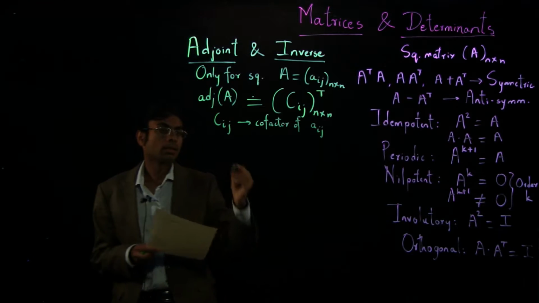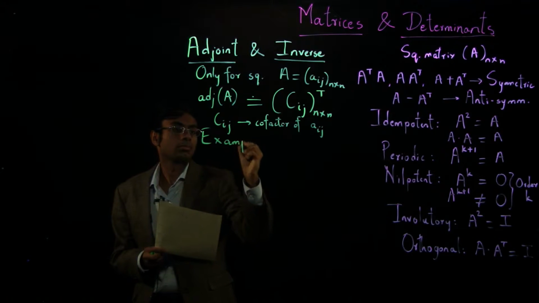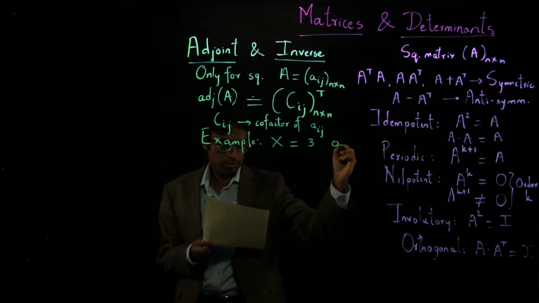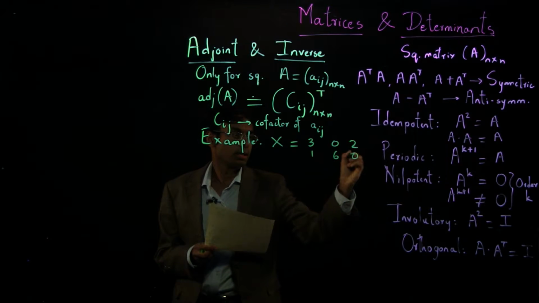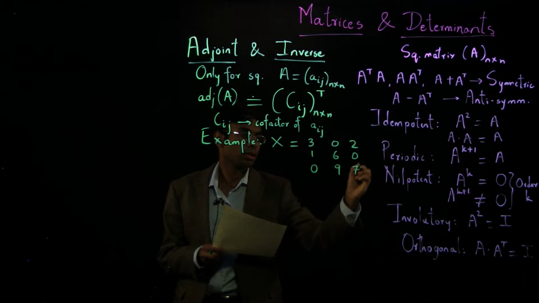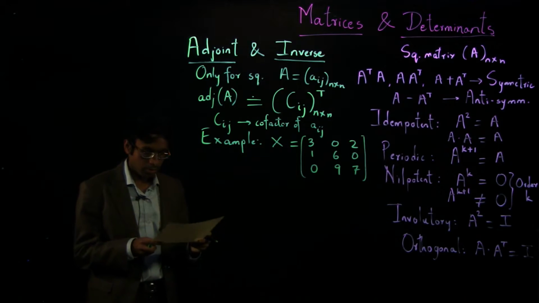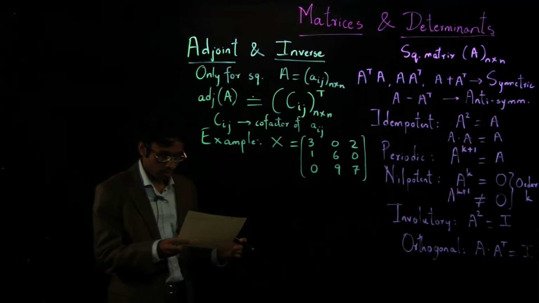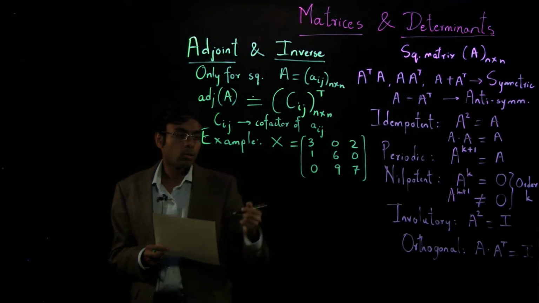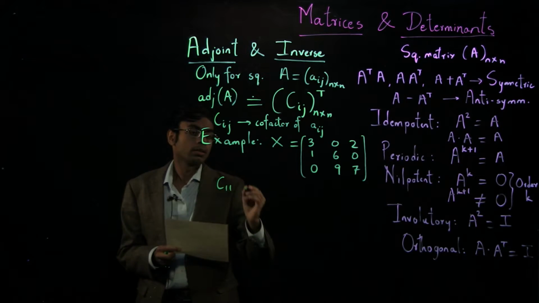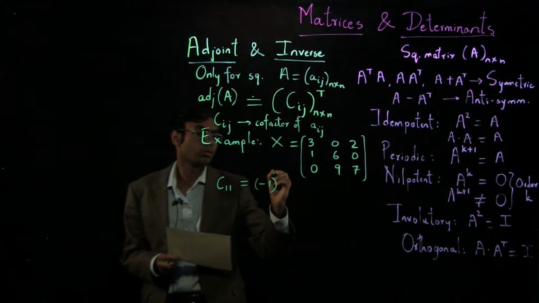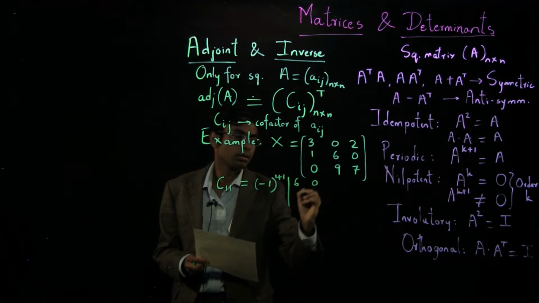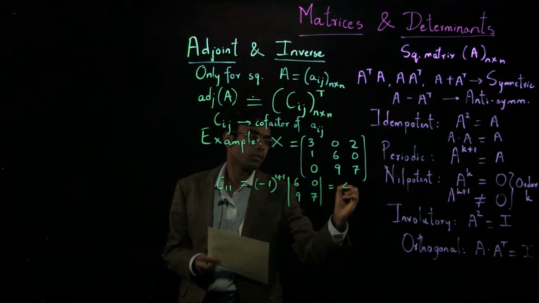Let's take a quick example. Let's say you have a matrix such as X, 3 0 2, 1 6 0, 0 9 7. So calculate the adjoint of this matrix. Well, to find the adjoint, you first need to calculate the cofactors of this matrix. So let's start off with the cofactor of element A11. So C11 is minus 1 to the power i plus j, so 1 plus 1, times this minor, so it's 6 0 9 7, equals 42.